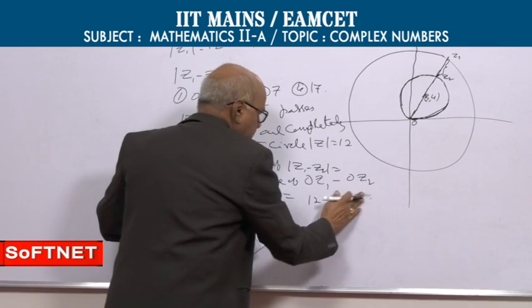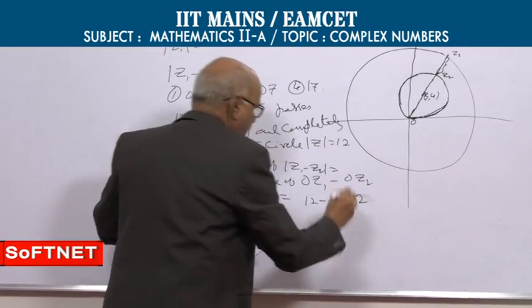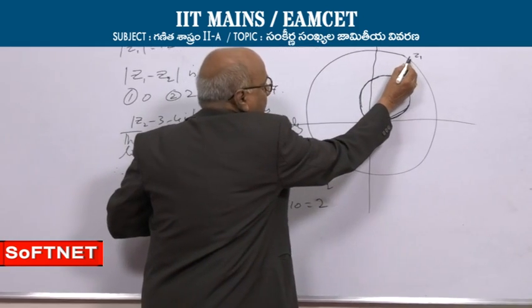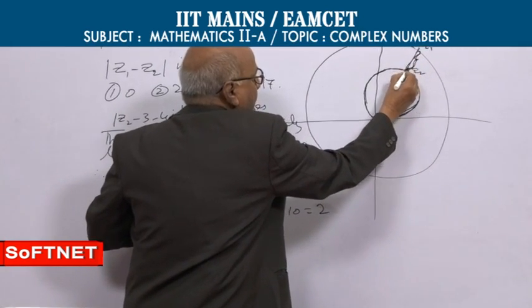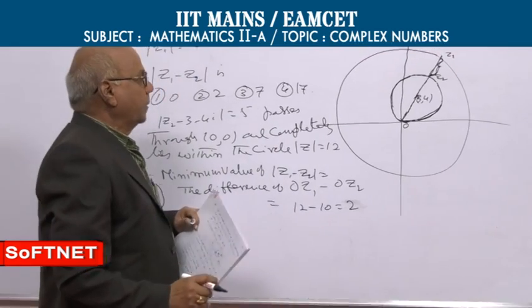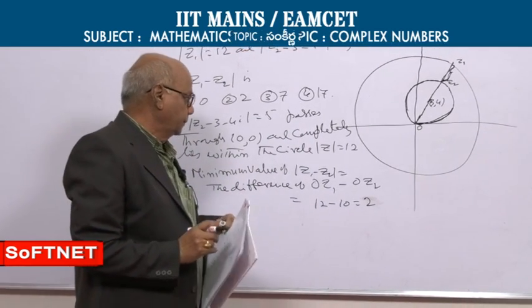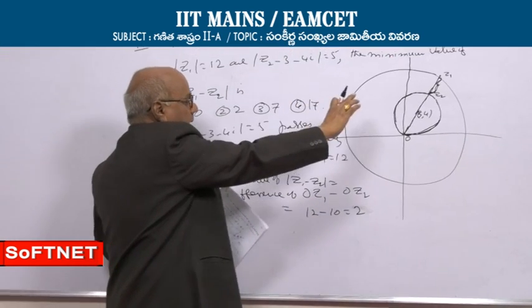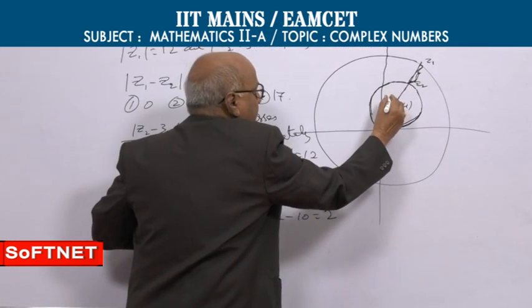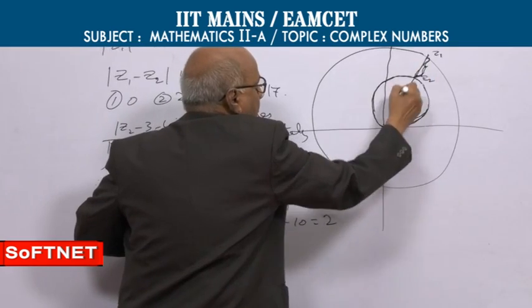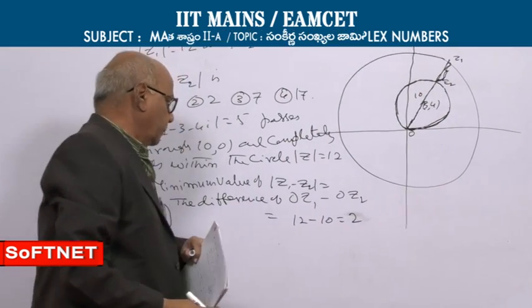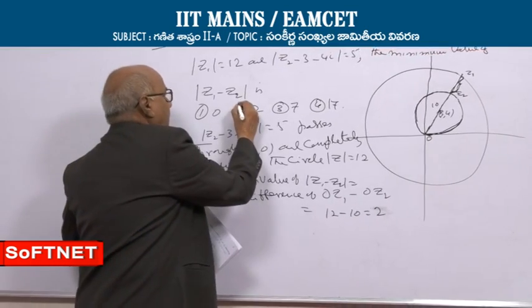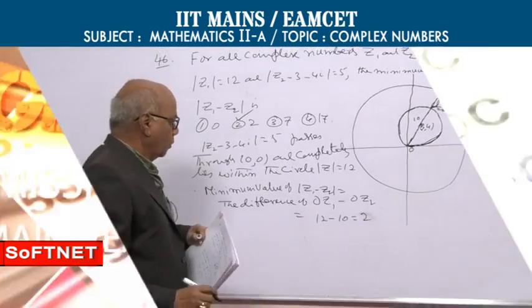12 minus 10, which is 2 itself. So this is the minimum value of mod Z1 minus Z2, which means the distance between Z1 and Z2. So it is the total radius 12 minus the diameter of the second circle, which is 10. So the total is 12, and 12 minus 10 is 2. So the answer is option number 2.